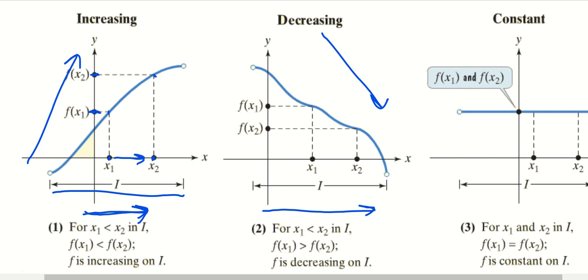In this case, again, we still have x1 is less than x2. We're still going from left to right, but the difference here is that the curve is higher at the initial point and lower as you go to the right. So f of x1 is actually greater than f of x2 when a graph is decreasing.